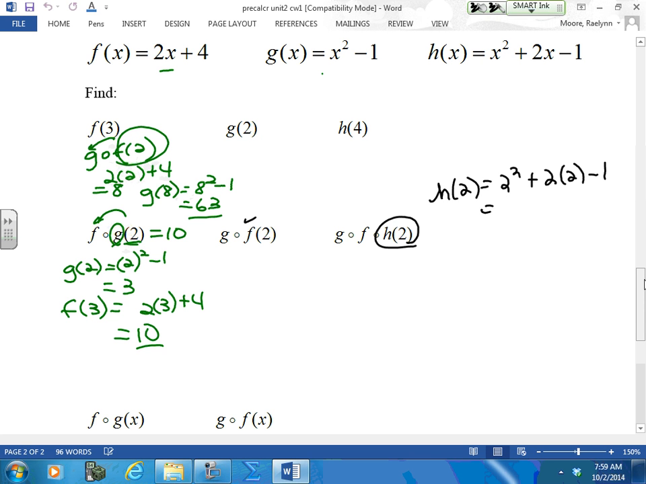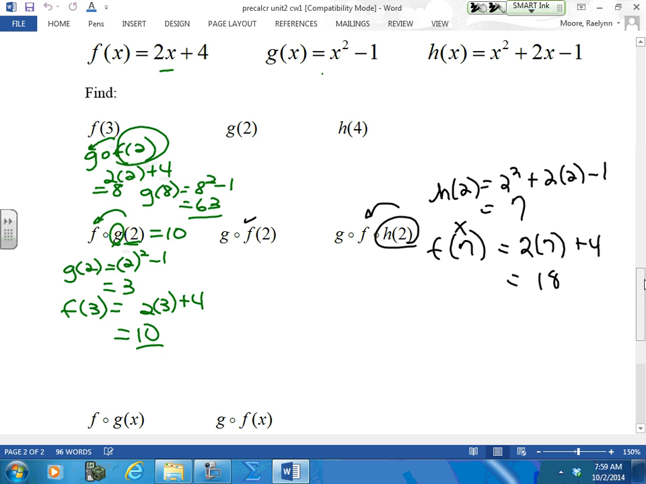When X is 2, what's the value of H? 7. 4 plus 4 is 8 minus 1. What do I do with the 7? Into F. My function of F at 7, when X is 7. If it helps you, put the X above it. So I go to my function F, and I plug in X of 7.